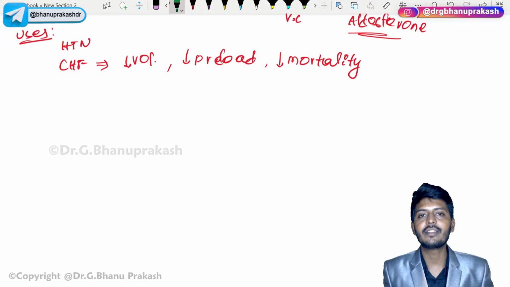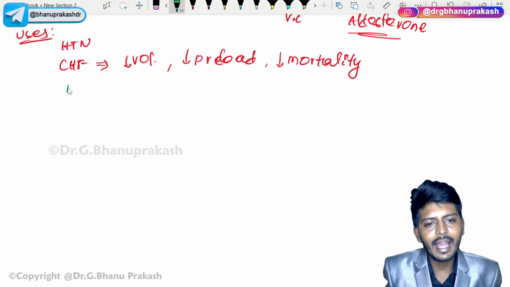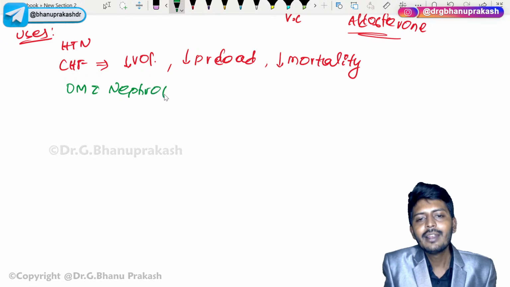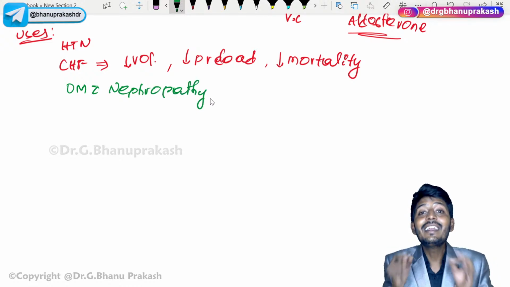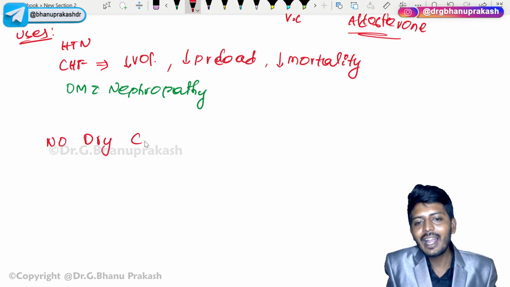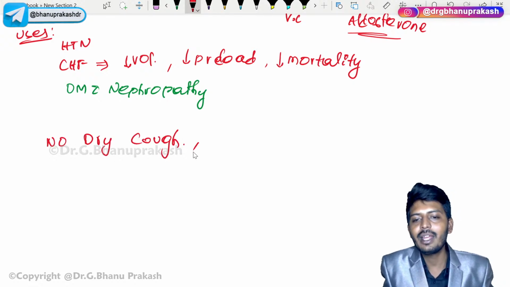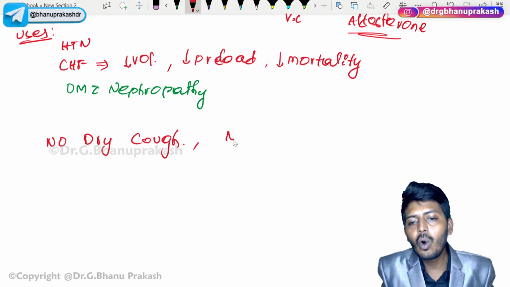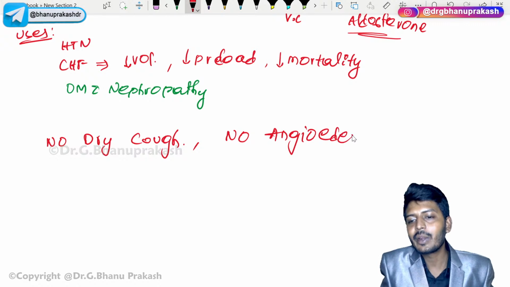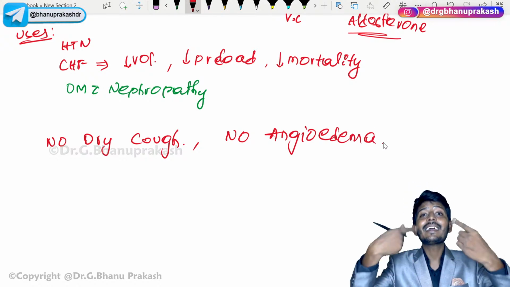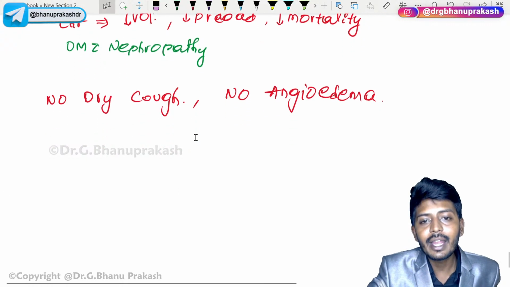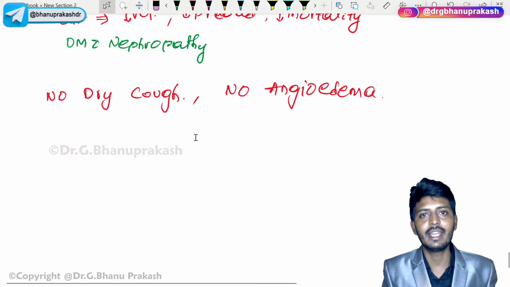Apart from hypertension and congestive heart failure, these are also used in diabetic patients with nephropathy. Diabetic nephropathy we can also use them. Sir, what is the advantage? Yes, these drugs have no dry cough. And remember, my dear students, no angioedema. So with no dry cough and no angioedema, they are better drugs than your ACE inhibitors. So these are well tolerated and very commonly used instead of ACE inhibitors.